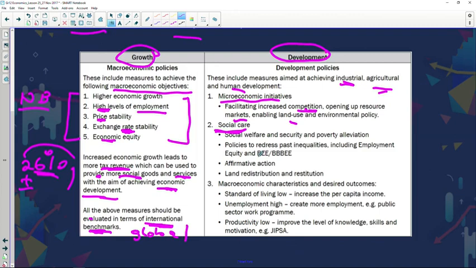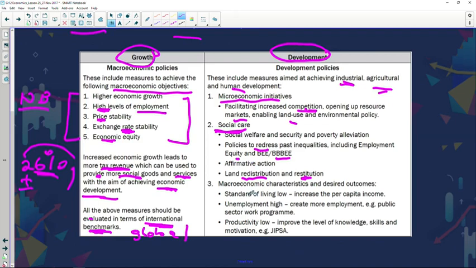And then we have policies to redress the past inequalities, including the Employment Equity Act and Black Economic Empowerment and Broad-Based Black Economic Empowerment, the triple BEE. We also have affirmative action, and land redistribution and restitution. The one looks at giving back the land that was taken based on discrimination back to its original owners, but here we are also distributing the land to allow more people to have access to mainstream economic activities.